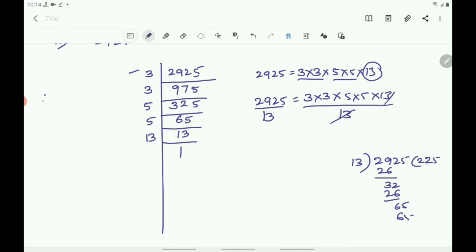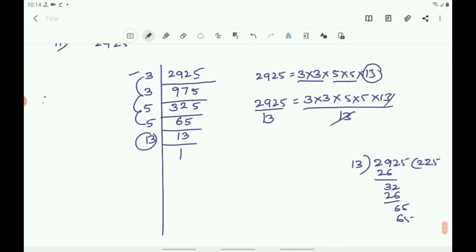Then one thing you can write, or here 13 is there, then the product of this 4: 3 3s are 9, 9 5s are 45, 45 5s are you will get 225. So you write that 225 equals 3 into 3 into 5 into 5.